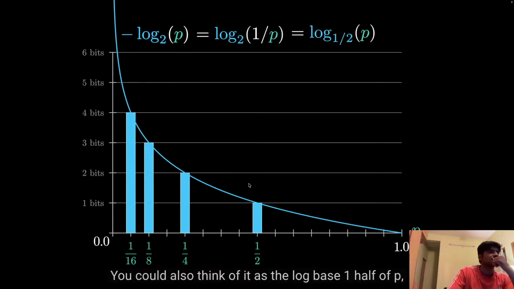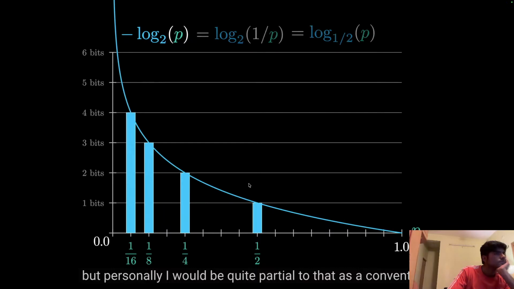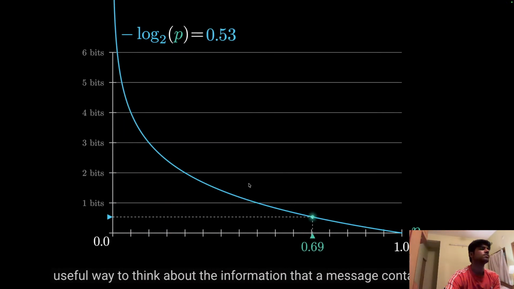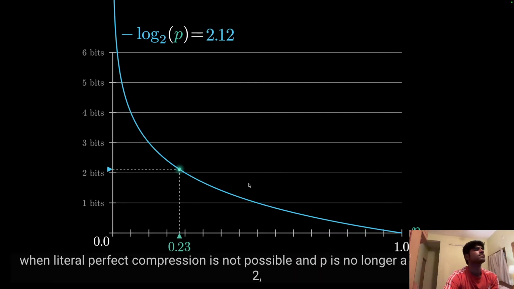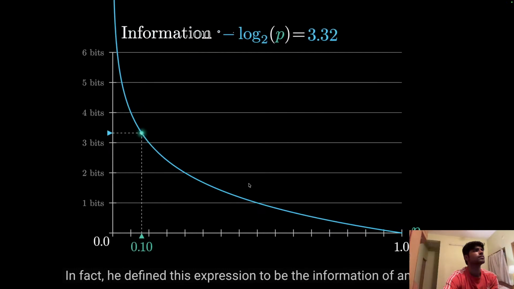You could also think of it as the log base 1/2 of p, which I've never really seen anyone lean into, but personally I would be quite partial to that as a convention. Now, however you write it, what Shannon realized is that this is a very useful way to think about the information that a message contains, even when literal perfect compression is not possible, and p is no longer a clean power of 2, which would mean that the output here is some fractional amount. In fact, he defined this expression to be the information of an event.